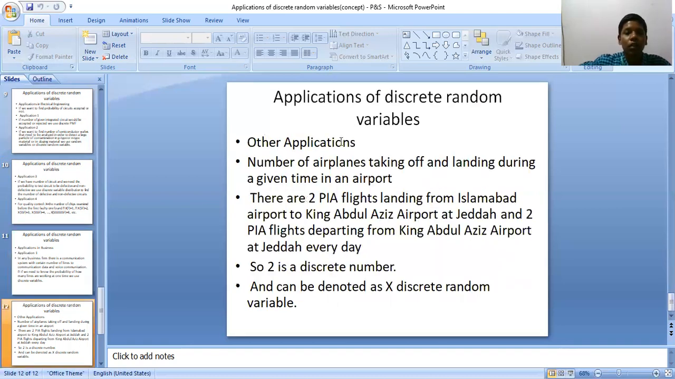Other applications: the number of airplanes taking off and landing during a given time in an airport. There are two PIA flights landing from Islamabad Airport to King Abdul Aziz Airport at Jeddah, and two PIA flights departing from King Abdul Aziz Airport at Jeddah every day. So 2 is a discrete number and can be denoted as X, a discrete random variable.